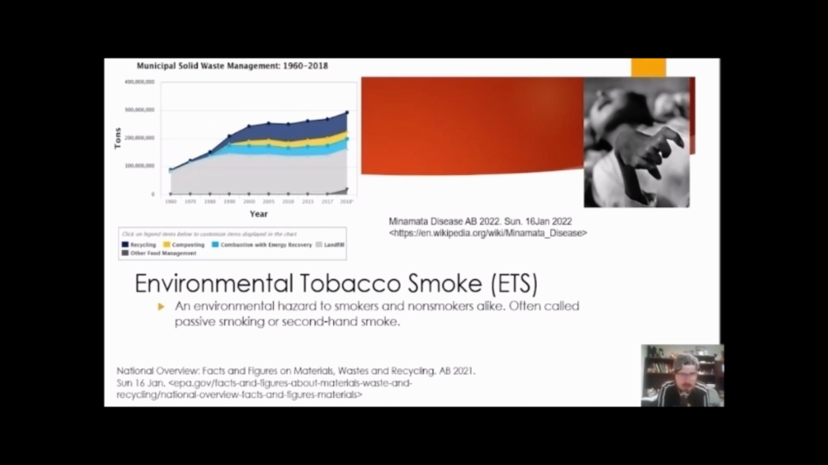All that was just the hydrosphere. So what about the lithosphere? Well, solid waste. Where does it go when we throw it away? The U.S.